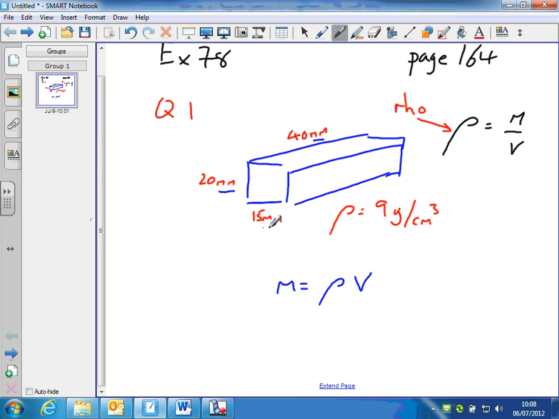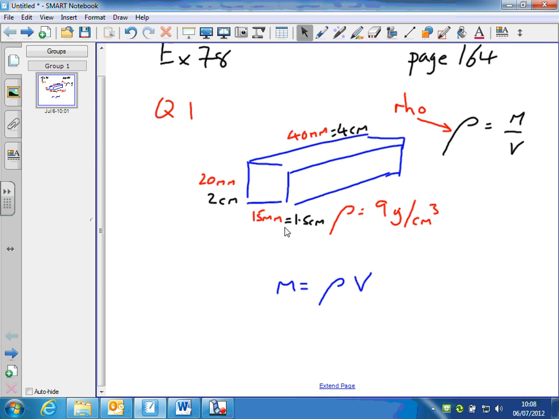So before I start, I would convert all my dimensions to centimetres. So I'd call this dimension 4 centimetres, this dimension 1.5 centimetres, and this 2 centimetres. So then when I work out the volume, I get the volume in cubic centimetres.